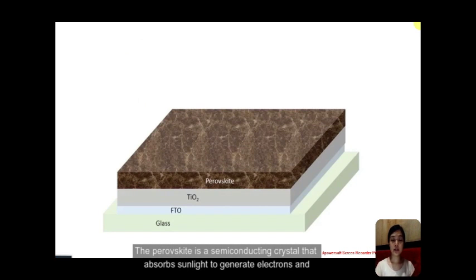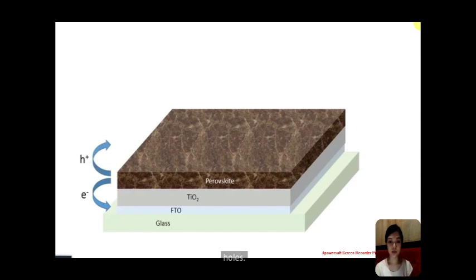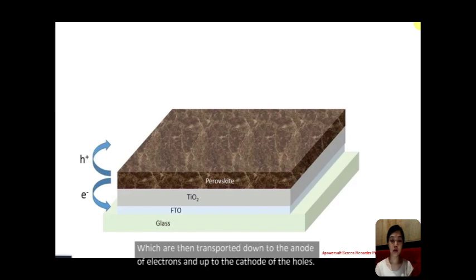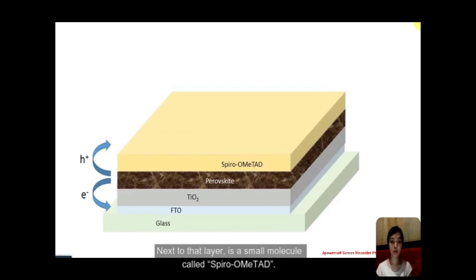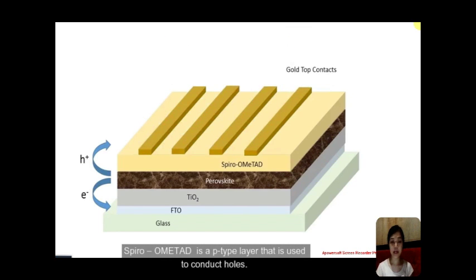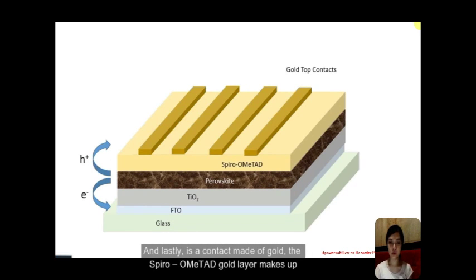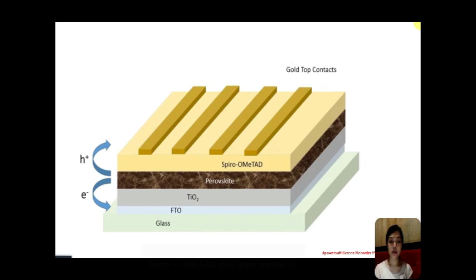The perovskite is a semiconducting crystal that absorbs sunlight to generate electrons and holes, which are then transported down to the anode for electrons and up to the cathode for holes. Next to that layer is a small molecule called spiro-OMeTAD. Spiro-OMeTAD is a p-type layer that is used to conduct holes. And lastly is a contact made of gold. The spiro-OMeTAD and gold layer makes up the cathode in the solar cell. And that is the structure of the perovskite solar cell.